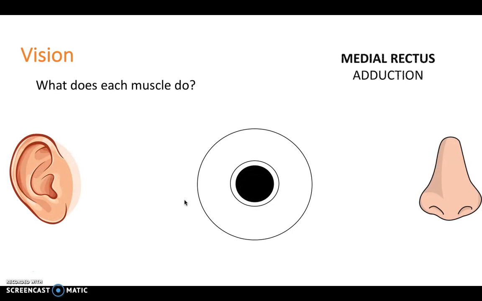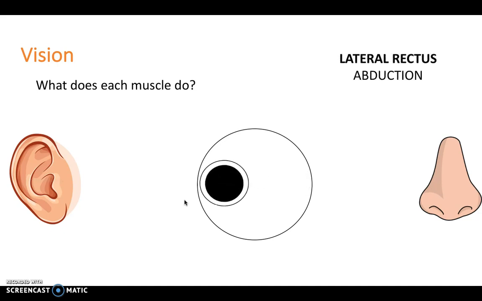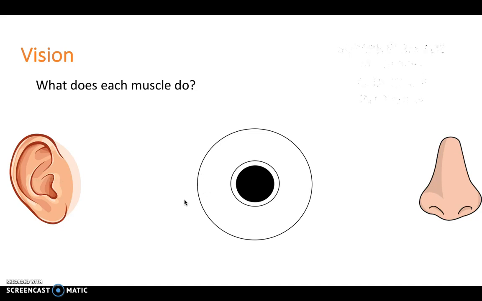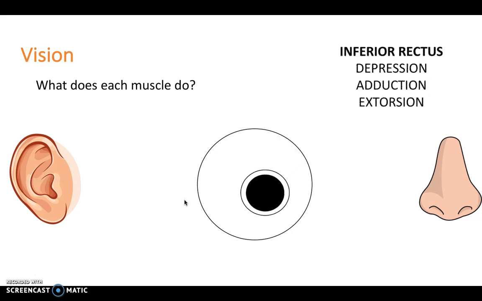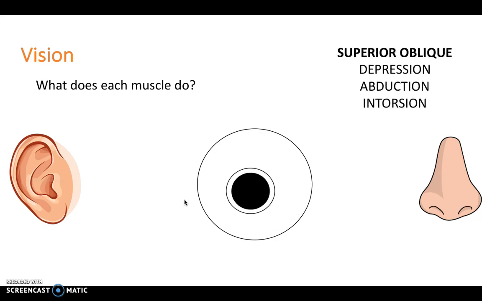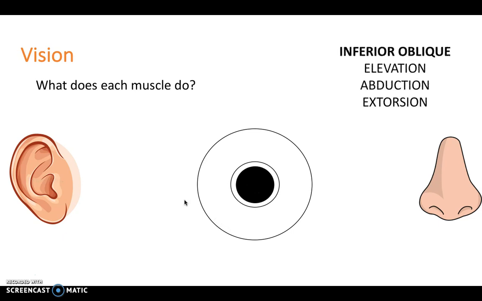So, for example, the medial rectus is involved in adduction, so moving towards the nose. Your lateral rectus is therefore doing the opposite. It's abduction, it's moving towards the ear. Then we have the superior rectus, which is involved in elevation, adduction, and intorsion. We then have the inferior rectus, which does depression, adduction, and extorsion. Then we've got superior oblique, which is depression, abduction, and intorsion. And inferior oblique, elevation, abduction, and extorsion.